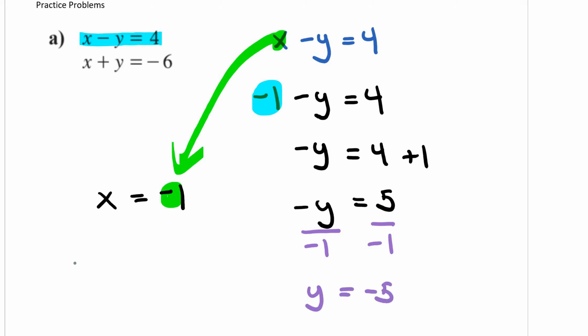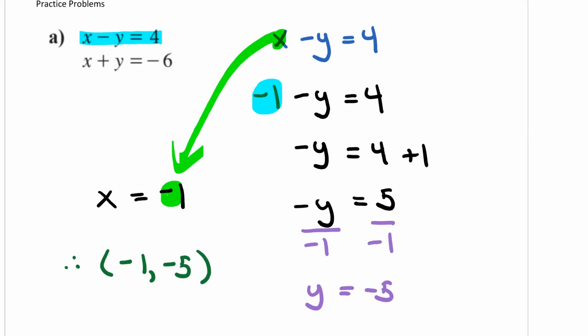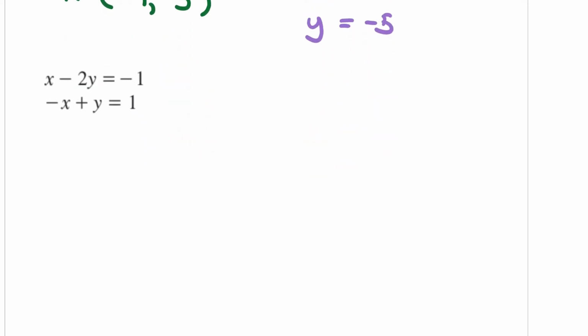Although that's the correct answer, you should definitely finish off the problem by writing your answer as a coordinate. So x is negative 1 and y is negative 5. So write your answer as a coordinate, negative 1 comma negative 5. Okay, let's move on to the second question here.